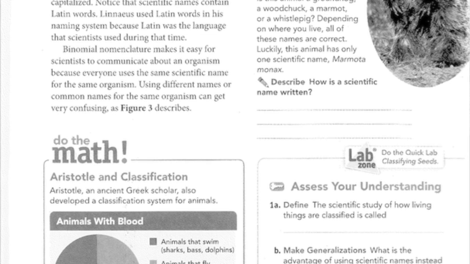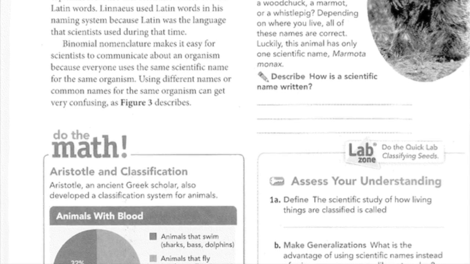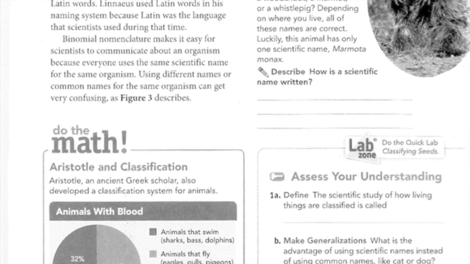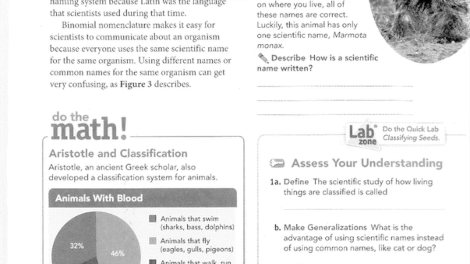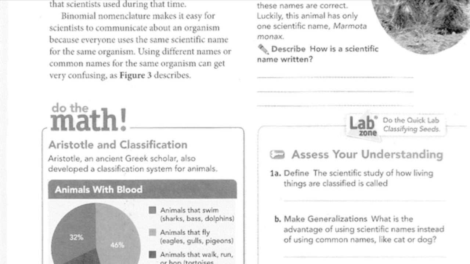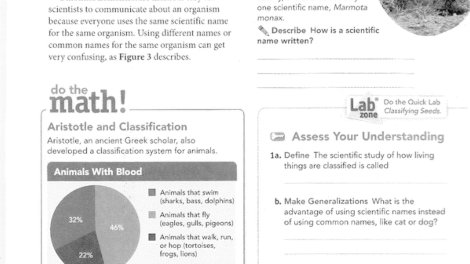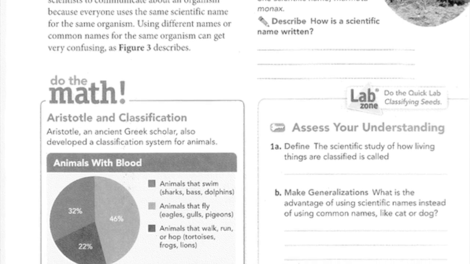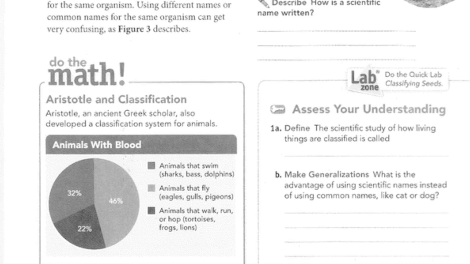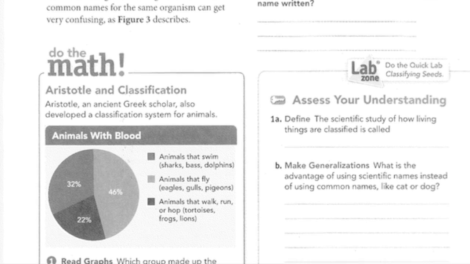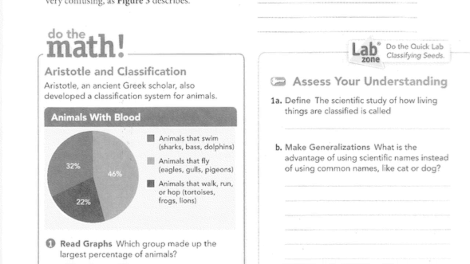Using binomial nomenclature, a complete scientific name is written in italics. Only the first letter of the first word in a scientific name is capitalized. Notice that scientific names contain Latin words. Linnaeus used Latin words in his naming system because Latin was the language that scientists used during that time. Binomial nomenclature makes it easy for scientists to communicate about an organism because everyone uses the same scientific name for the same organism. Using different names or common names for the same organism can get very confusing, as Figure 3 describes.